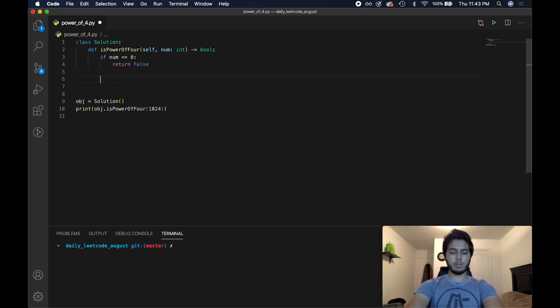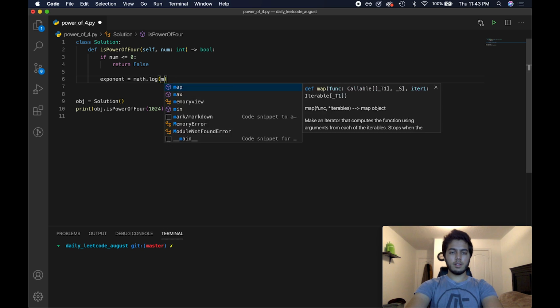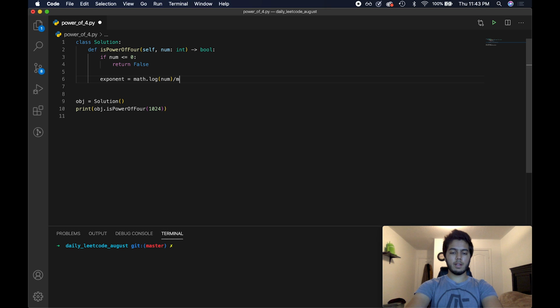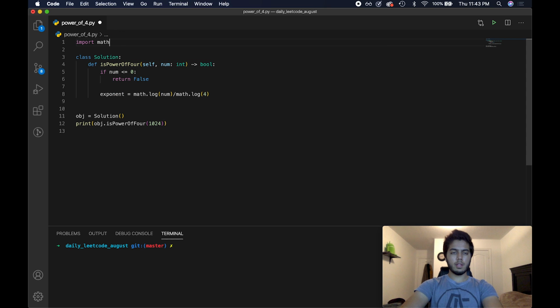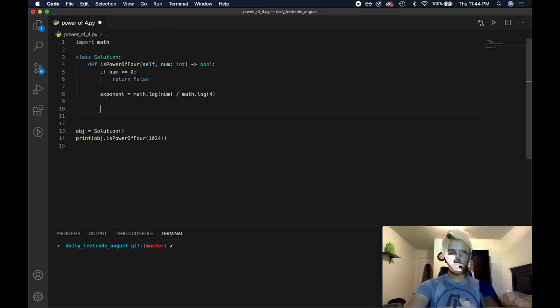And taking that little expression that we derived from the logarithms, we know that the exponent that we're solving for is equal to math.log of the number that we're given divided by math.log of 4. Let's also just import math. Now the last thing that we have to do is check whether this exponent that we've just calculated is actually an integer and not a floating point number. So to do that, we're going to use a built-in function in Python called exponent.is_integer.